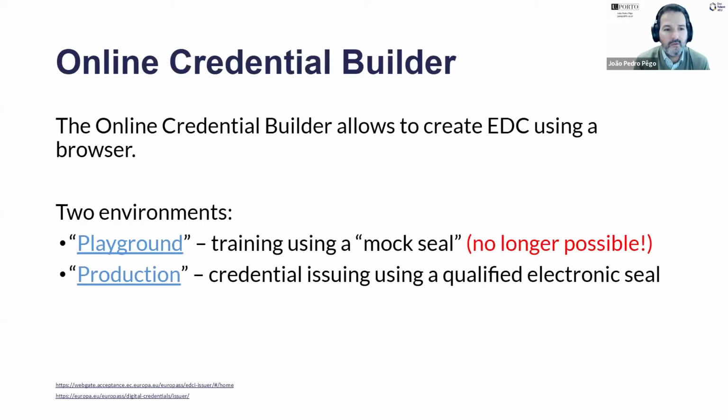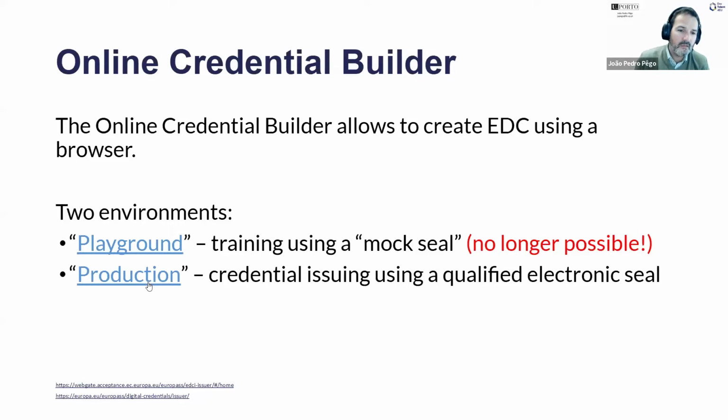So finally, coming to the online credential builder, you will still find on the web page from the European Digital Credentials for Learning platform two environments: the playground and the production. The playground was used for training purposes using a mock seal, so not an electronic seal, but something you create on your own. I still left this slide because it's still available in the documentation, but this is no longer a possibility. They are not accepting any more mock seals, and this is obviously a bit of a loss of opportunity, but I understand that for security reasons they had to do this.